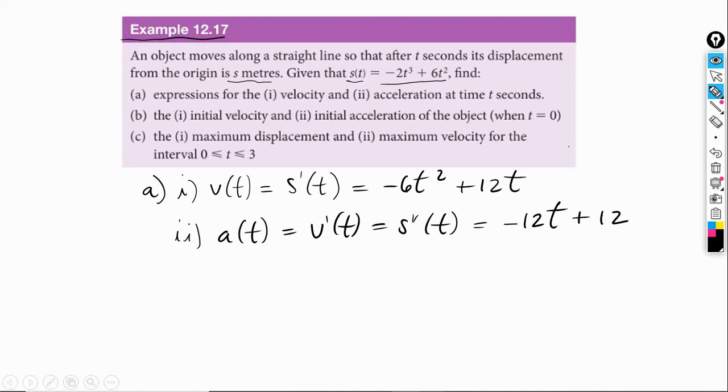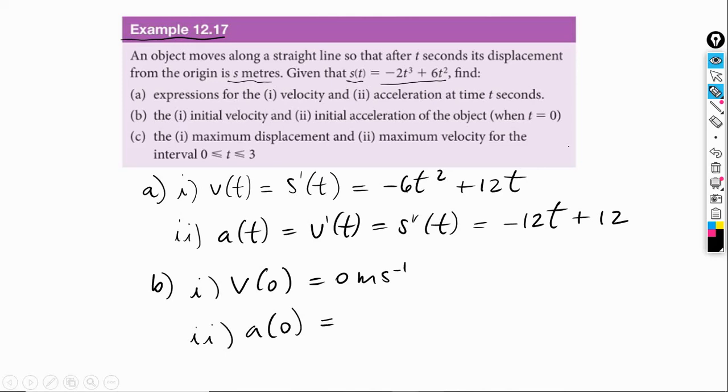Okay, and then for part B, they want us to find the initial velocity and the initial acceleration when time was equal to 0. So for number 1, they want the initial velocity at time equals 0. And notice that that's going to give us 0 meters per second. And then for part 2, they want us to find the initial acceleration when time was 0. So notice that's going to be 12 meters per second squared.